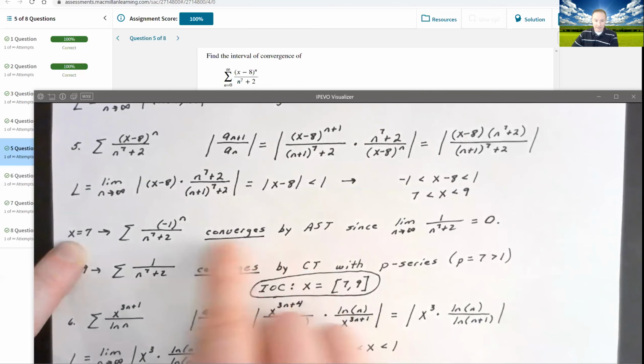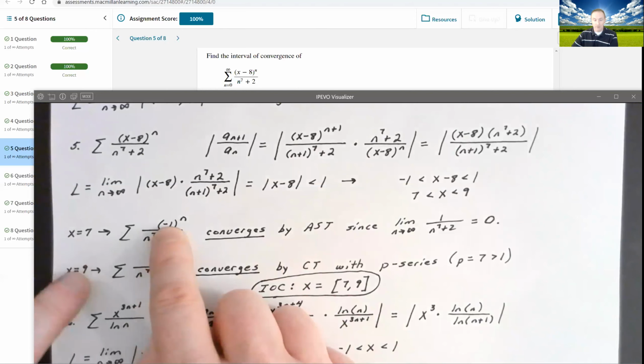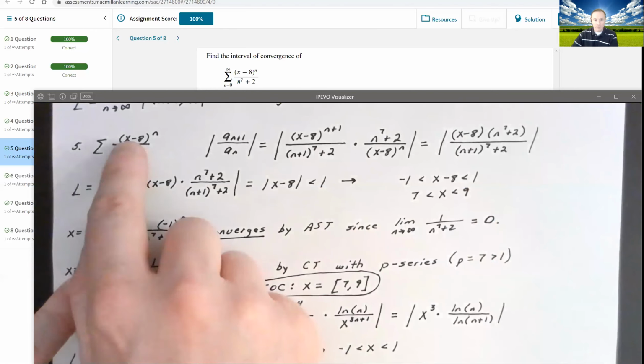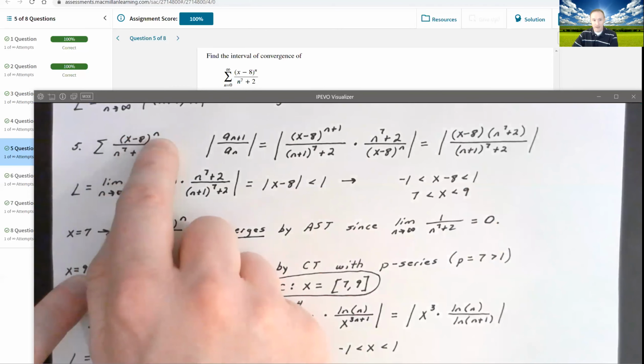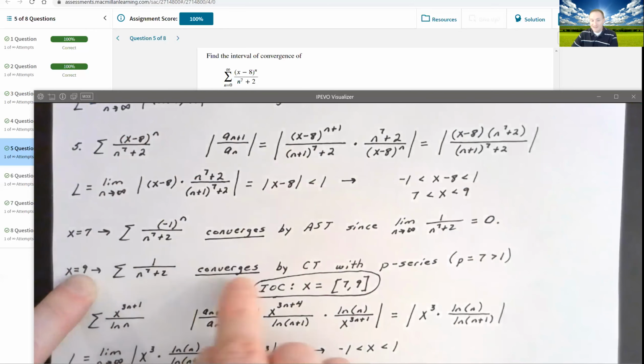Now, do we need that alternating sign up there to make it converge? Absolutely not, because look, when I plug the 9 in, your numerator would just be 9 minus 8, which is 1. Do I really care if 1 is raised to the n power? No. 1 to the n is just 1. So your numerator simplifies to just be a 1. Your denominator is n to the 7th plus 2. That definitely converges. And you think, why does it converge?